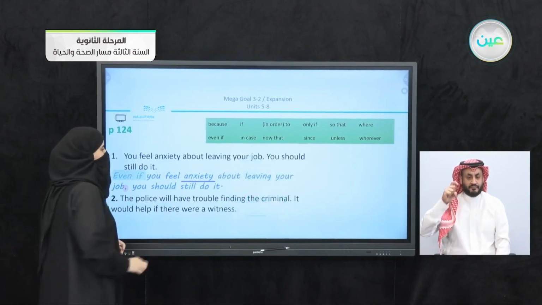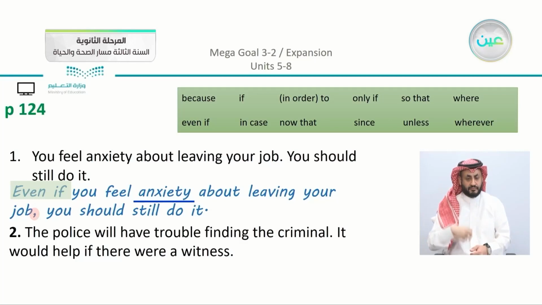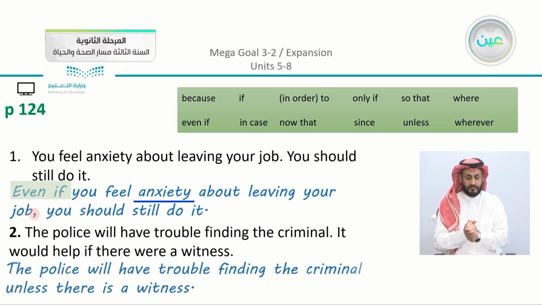Moving on to the second sentence. The police will have trouble finding the criminal. It would help if there were a witness. So here we can combine the sentence by saying, the police will have trouble finding the criminal unless there is a witness. There is a condition here. So we used here the conjunction unless, and also you can see that we have here the word witness.